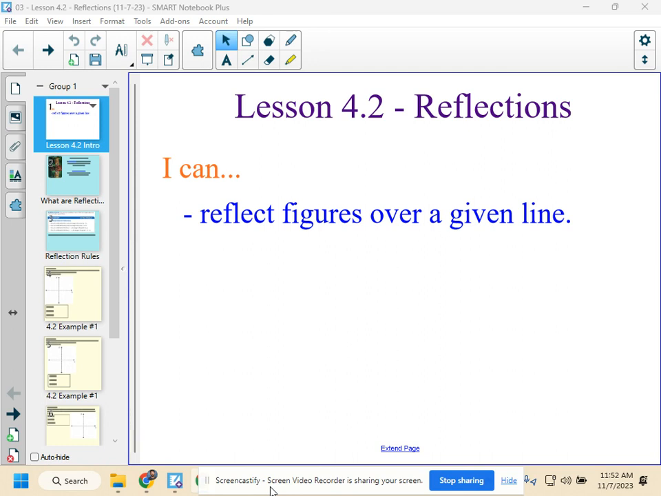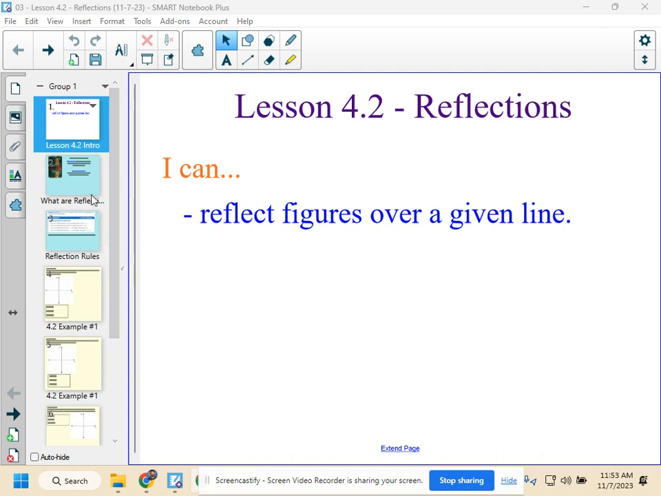Welcome to lesson 4.2 video notes. We're in chapter 4 here on reflections. So we're continuing with different transformations. Previous lesson 4.1 looked at translations. This is just the next one up, 4.2 reflections. So let's jump in, let's get it going.